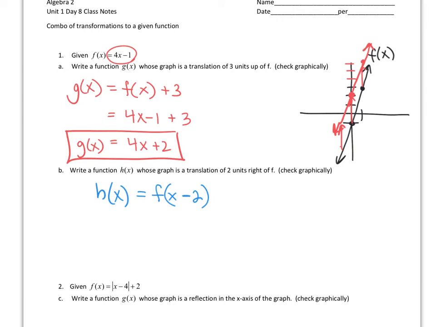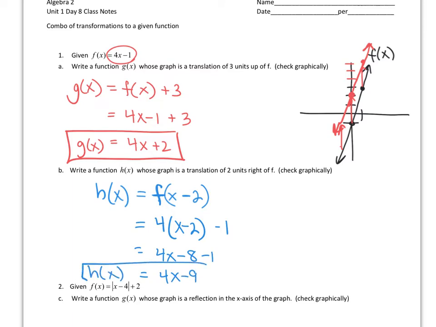So now we go and evaluate our function f. So f of x minus 2 tells us to go to function f. Anywhere we have an x, we're going to plug in x minus 2. And then we simplify this. So I'm going to distribute. I get 4x minus 8 minus 1, which leaves me with 4x minus 9.